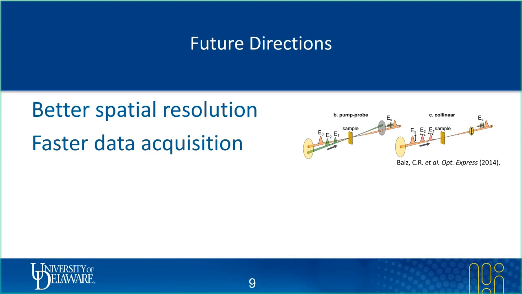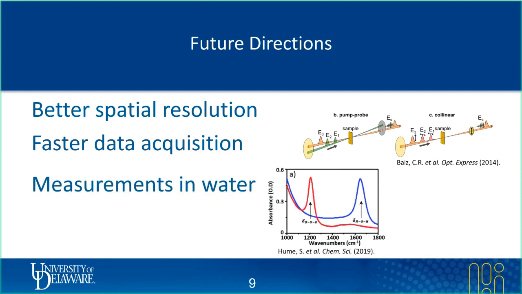We want to do faster data acquisition so that we can get more detailed images and more of them with different types of tissue. We want to try to move to measurements in water instead of in deuterated buffer, and there have been some recent schemes within the past 3 years that have developed new techniques for how we can do these measurements in water, leading to thinking about how we can do cell and tissue imaging without having to worry about this water absorption effect.